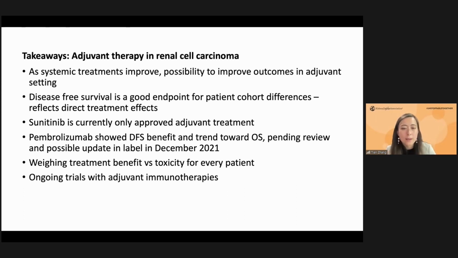We're weighing treatment benefits versus toxicity for every patient. And there's several ongoing trials with adjuvant immunotherapies.